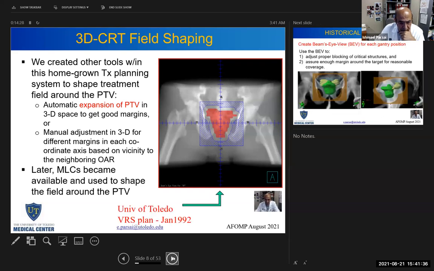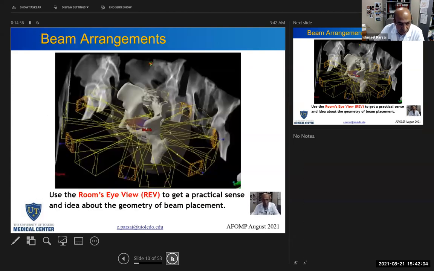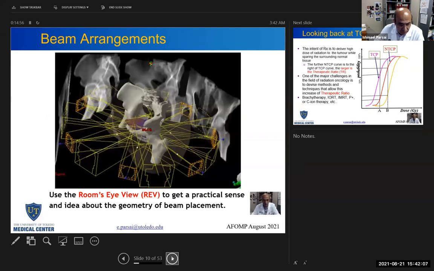And this is, again, another one we had created. Other companies, manufacturers of other treatment planning systems, also created similar ones. It's interesting to note how generous these margins are compared to today. We hardly have such margins in any treatment planning, looking at the beam's eye view of various targets. The times have really changed quite a bit. Here is shown the room's eye view, as we called it, to get a practical sense and an idea about the geometry of the beam placement.